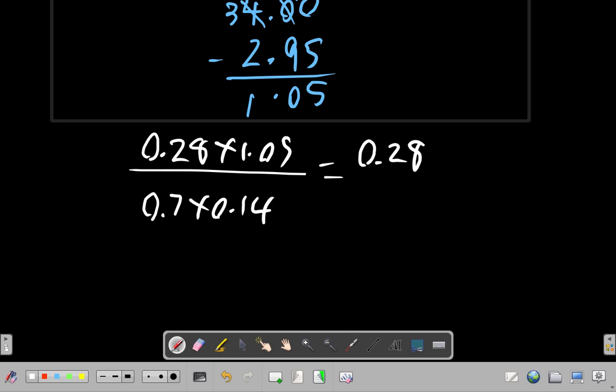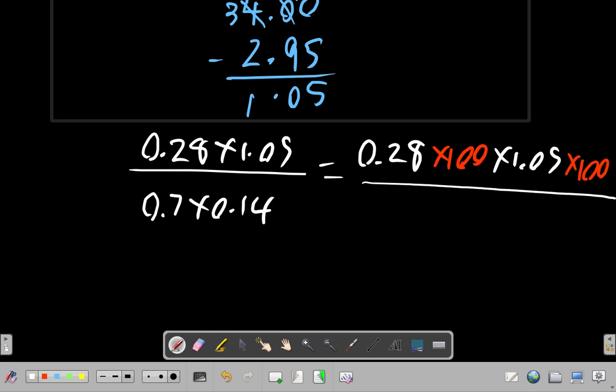We have 0.28. We want to multiply 0.28 by a certain number to get a whole number. We multiply by 100. Alright, times 1.05. We multiply the 1.05 by 100. We're going to have whole numbers up top. Down the bottom now, we have 0.7. If we multiply 0.7 by 10, we're going to get 7, a whole number. But we want to balance out. We want to multiply the denominator by the same thing as we multiply the numerator by. So we multiply by 100, right? Times 0.14, times 100.